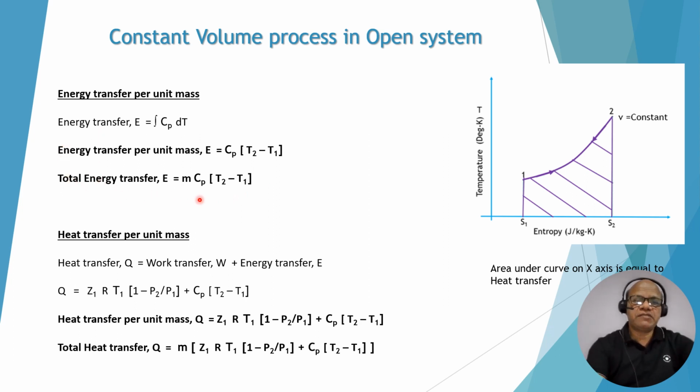Now energy transfer, we know this open system is a CpDT. So we can write Cp (T2 minus T1). For total energy transfer, just multiply with mass, m Cp (T2 minus T1). Again, as per the first law of thermodynamics, heat transfer will be W plus E. So just Z1RT1 (1 minus P2 by P1) is for work, plus Cp (T2 minus T1) is for E. So this total is the heat transfer per unit mass. For total, just multiply m with this large equation. This will give the total heat transfer.